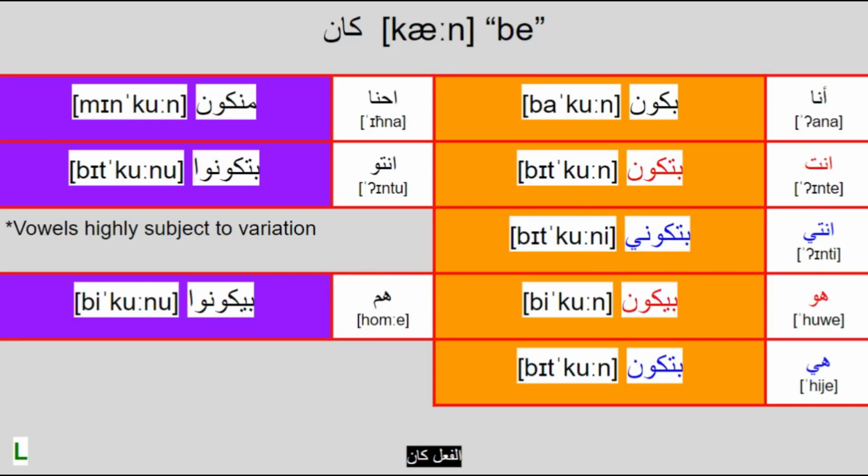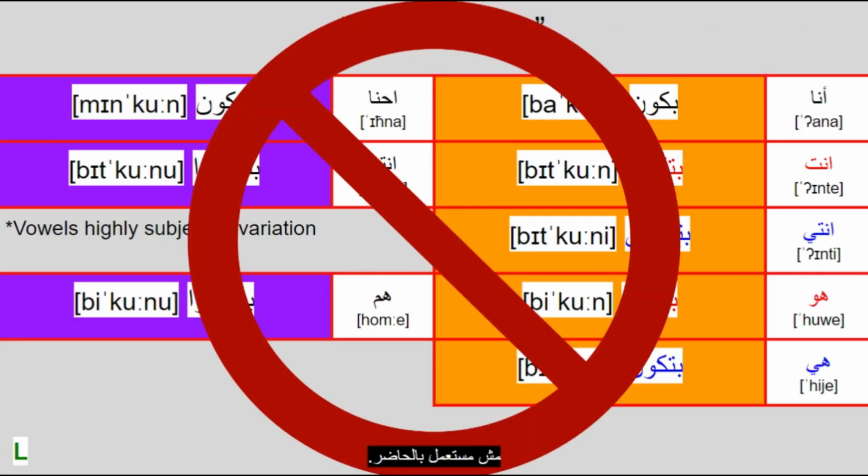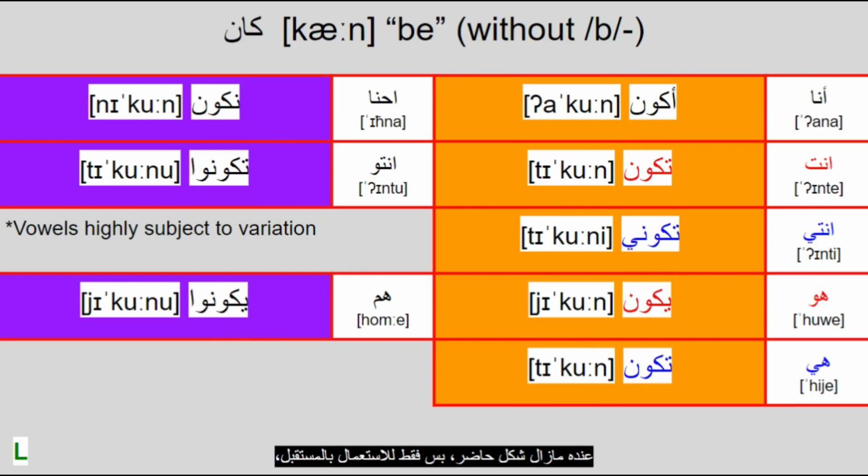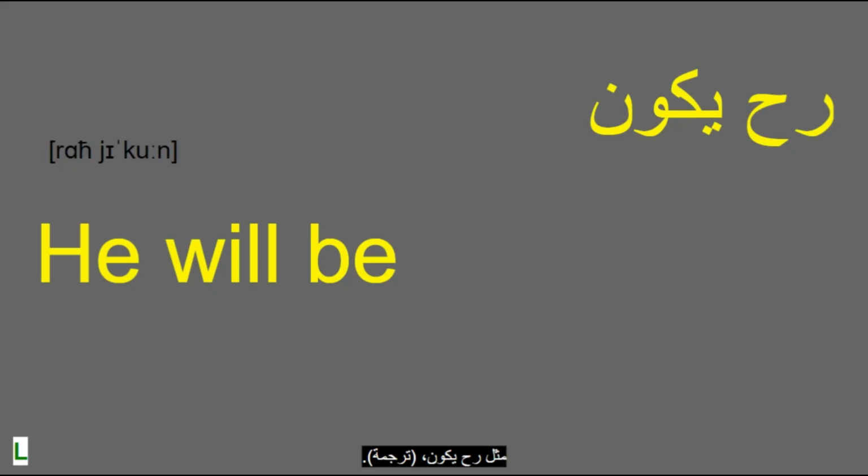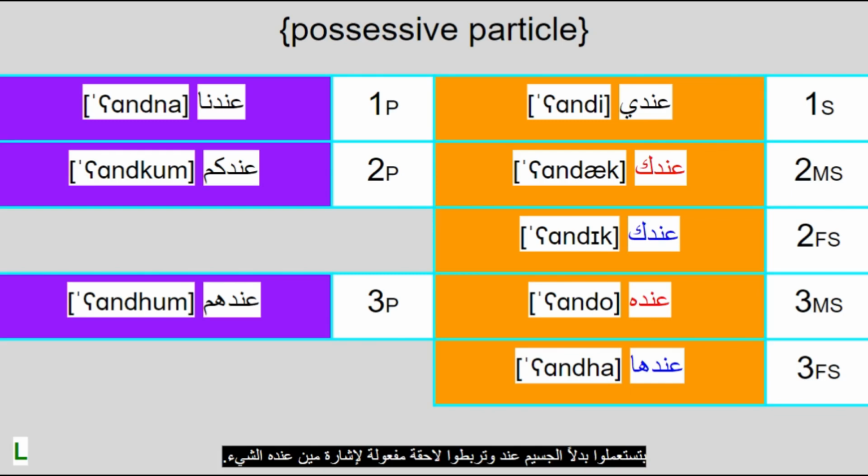The verb for be in Arabic, kan, isn't used in the present tense. It still has a present tense form, but that's just so it can be used in the future, like rakhikun, he will be. Arabic doesn't say am, is, or are. Finally, there's also no have in Arabic. Instead, you use the participle and attach an object suffix to indicate who has the thing.